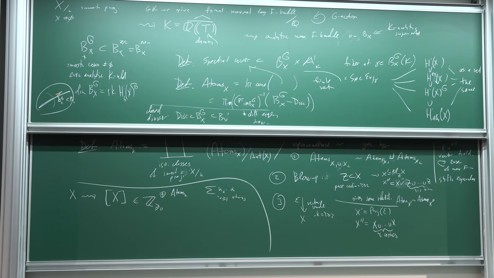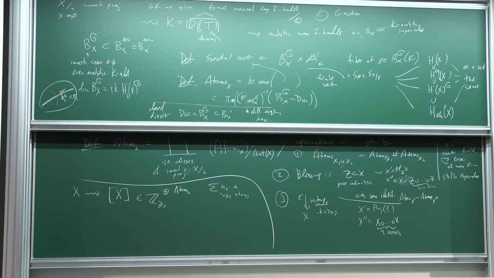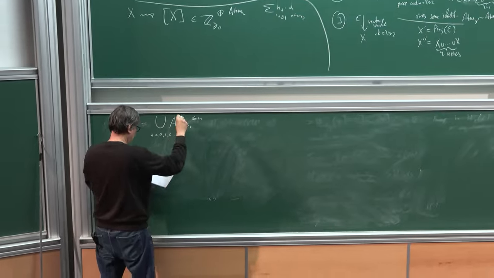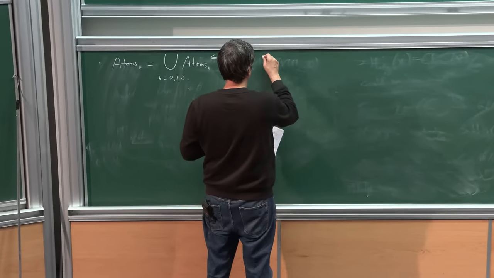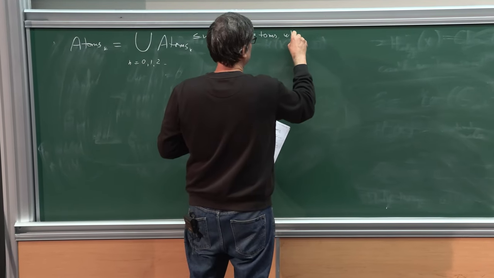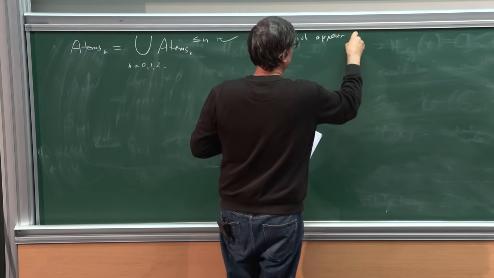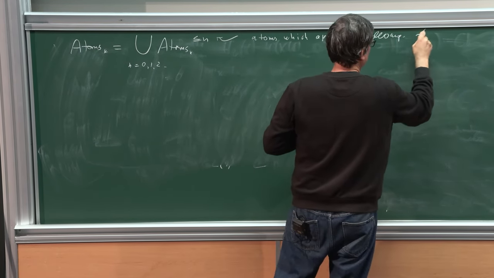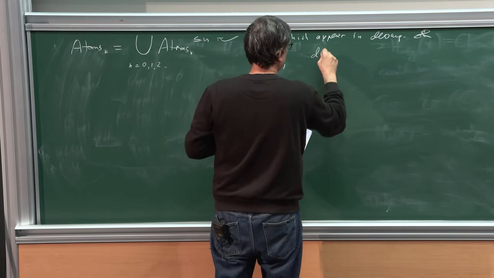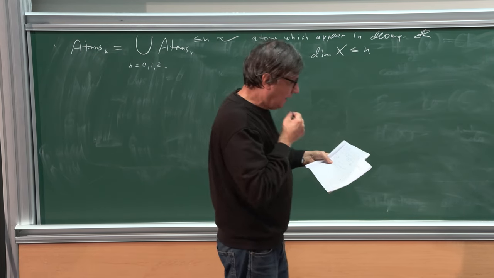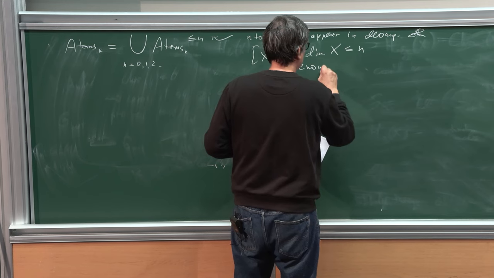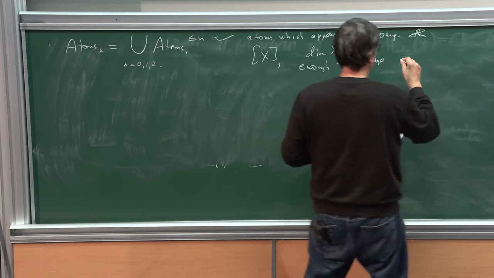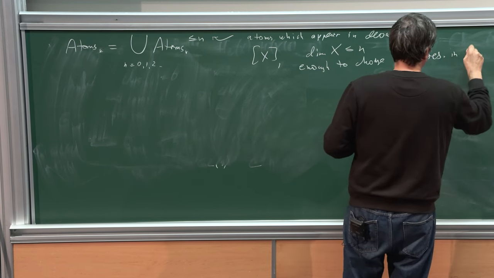Before going on, I just want to say that the set of atoms of the field is filtered. It has an increasing filtration, and atoms less than n are the atoms which appear in the decomposition of a class of X where the dimension of X is at most n. In fact, you don't have to think about all varieties of dimension n; it's enough to choose one representative in each birational class.